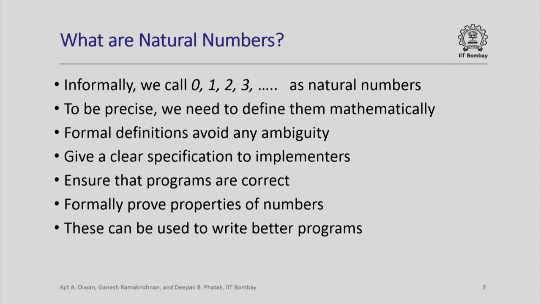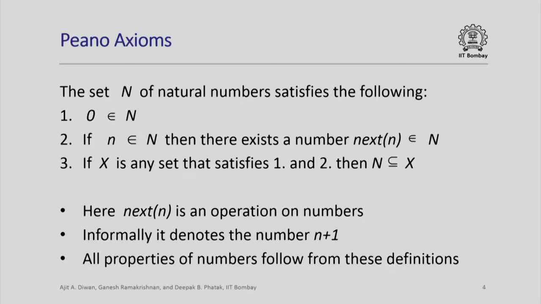And this can also be used to formally prove properties of numbers. And then once you know that numbers satisfy certain properties, you can use that to write better programs. So you can simplify your programs using properties of numbers, maybe make them faster and so on. So let's look at what a formal definition of numbers is. In mathematics, these are called axioms, and this particular set of axioms is called Peano axioms for defining natural numbers.